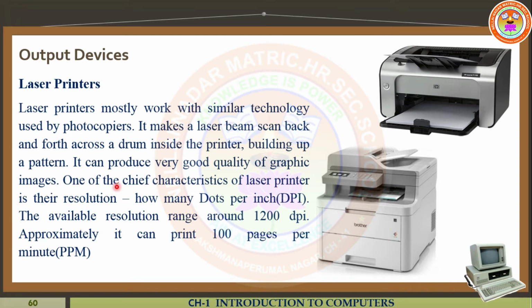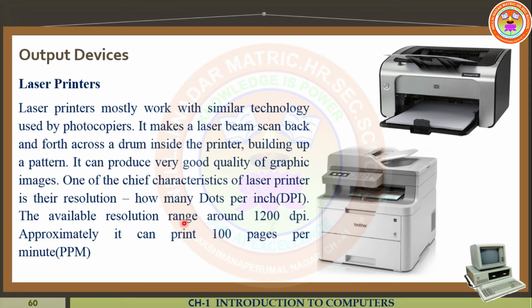One of the chief characteristics of a laser printer is its resolution. So how many dots per inch? DPI means dots per inch, that is the expansion of DPI. Based on this, the resolution is considered in laser printers. The available resolution ranges up to around 1200 dpi.